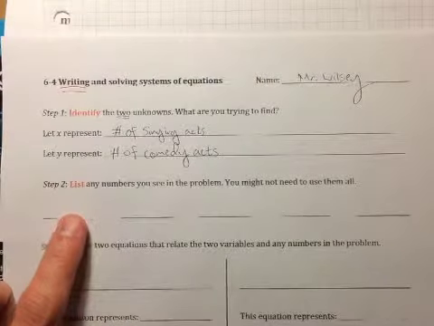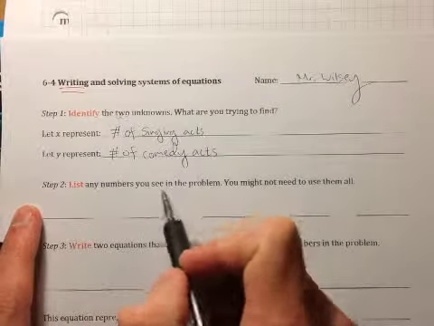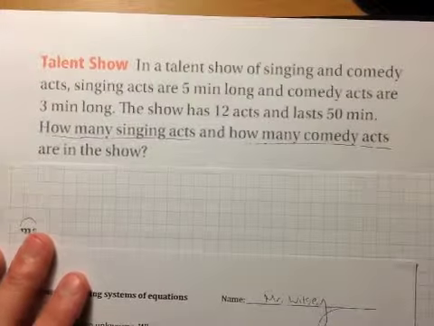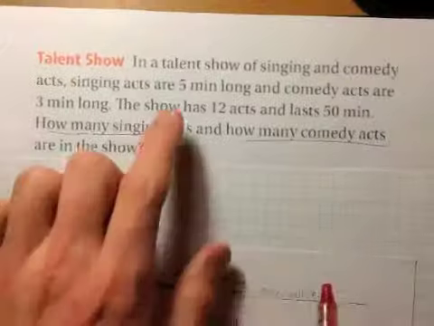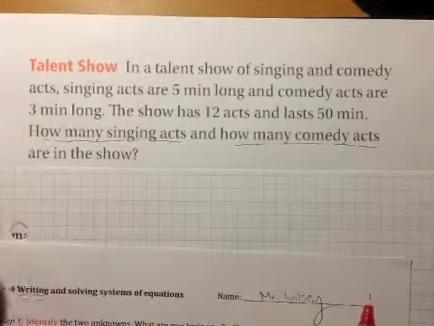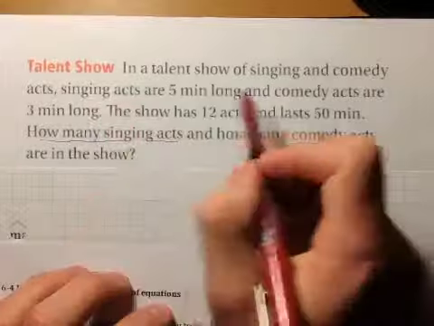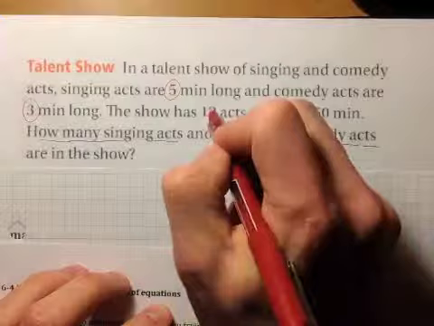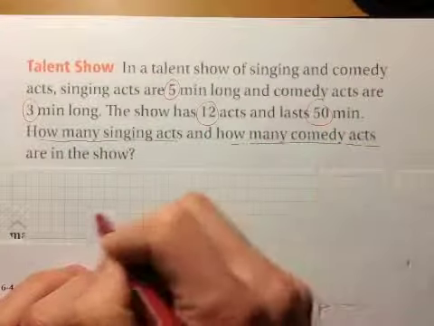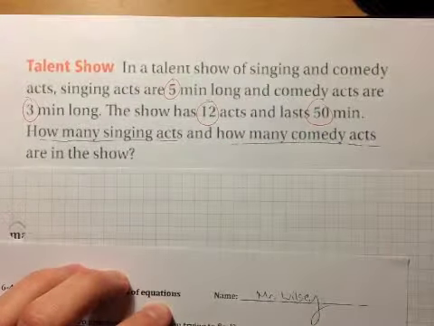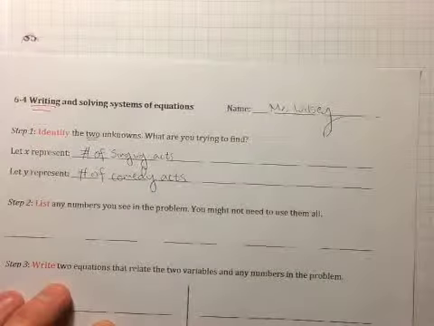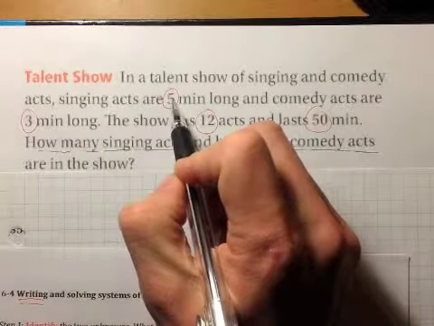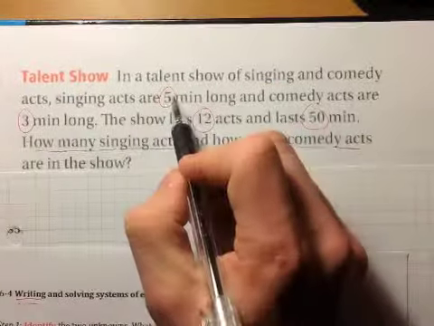Now let's look at step 2. List any numbers you see in the problem. So let's look back up here, and let's try to identify some numbers that we might use in the equations that we're going to write. Well, let's see, there's a 5. There's a 3, there's a 12, 50, and that's about it. So there's 4 numbers in this problem. So let's write them down over here. Let's also write down the unit, if there's any unit associated with that number.